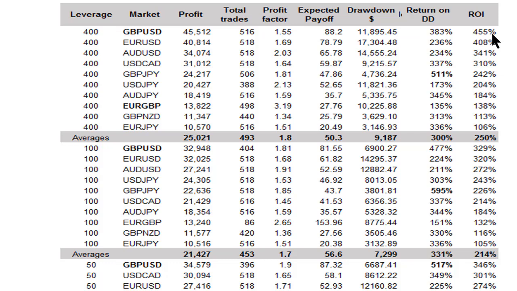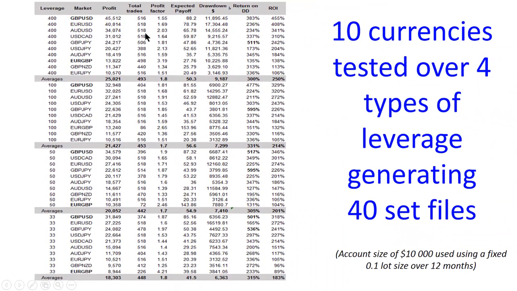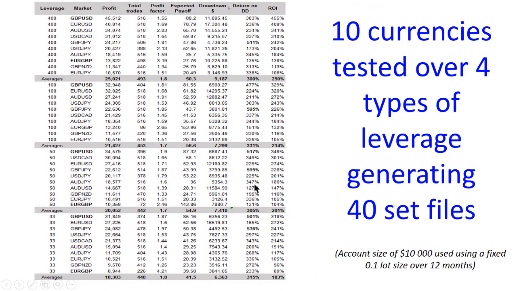455% return on investment. Remember, we are using an account of $10,000, and we're using fixed lots of 0.1 lot over a 12-month period. So that's a 444% return, which means that in your account you'd have $55,000 after a year. Anyway, the object of this was really to see the different results that you get based on leverage. We've basically averaged all the currencies and created an average, and then compared that. Let's look on the next page to see the results.